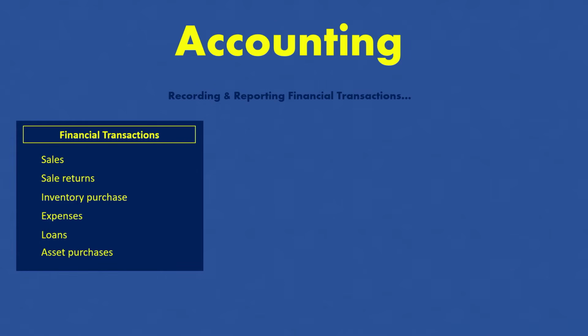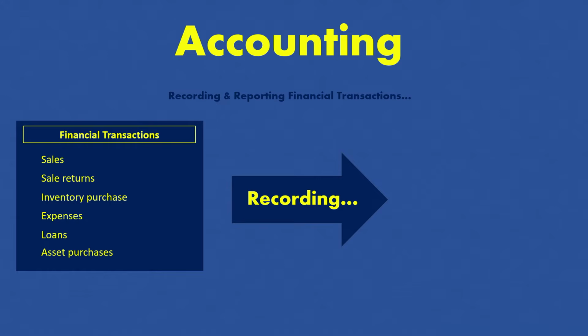First of all, when we say financial transactions, we mean the transactions in which we are giving the financial value or receiving the financial value. So for example, sales return, inventory purchase, expenses, loans, asset purchases, and many others like loan repayment or receiving the money from shareholders. All of these are transactions in which we are receiving the value or giving the value. So we call that financial transactions. Now accounting is the recording of all of these transactions as they are happening.